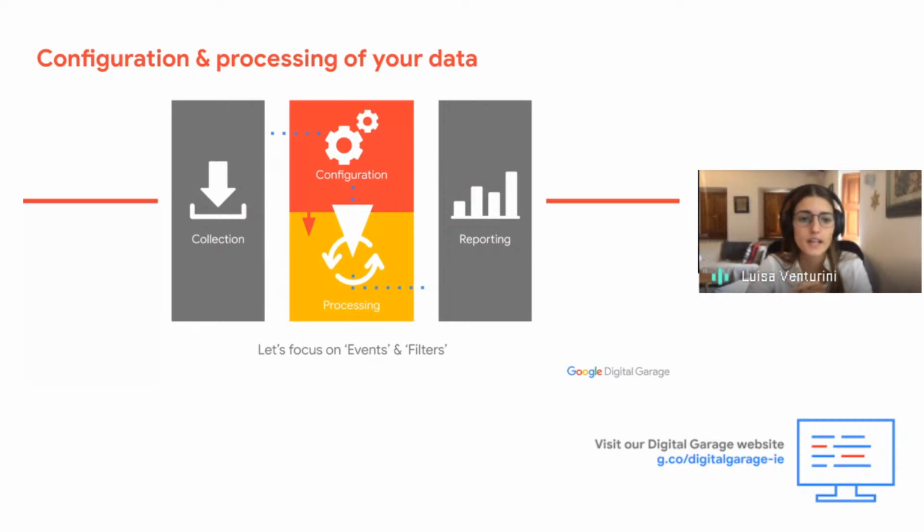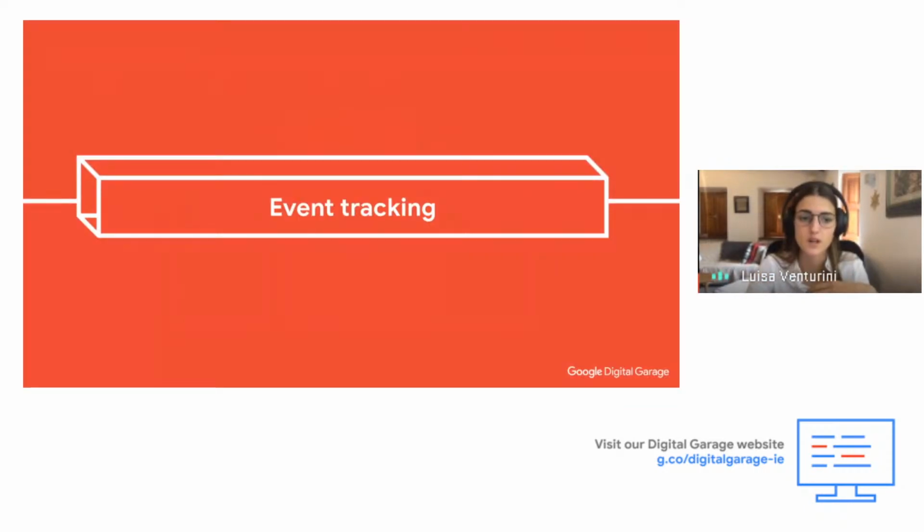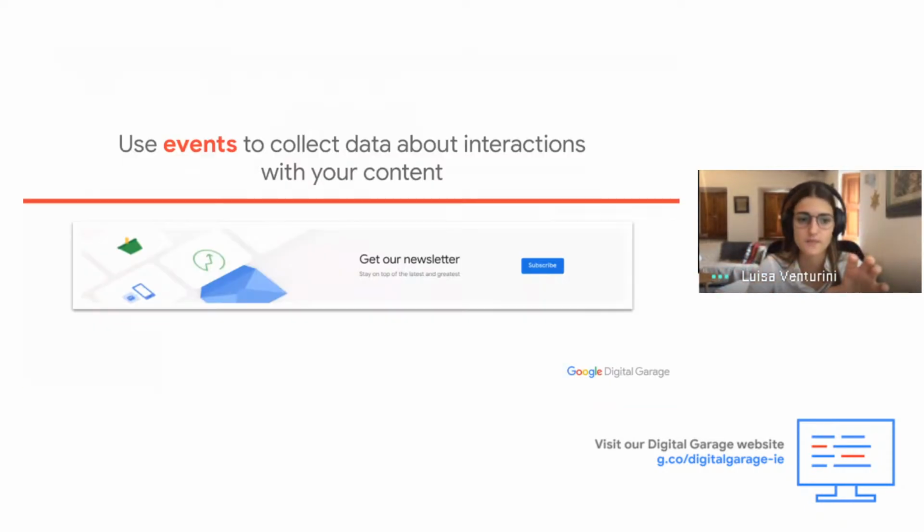So looking at the second piece, configuration and processing, this is where we would be talking about events and filters for your account. If you set up this correctly and you take some time to think really about what makes sense for your business, this will really make you have a giant leap in your Google Analytics activity and the benefits that you can get really out of it. So let's look at events tracking first.